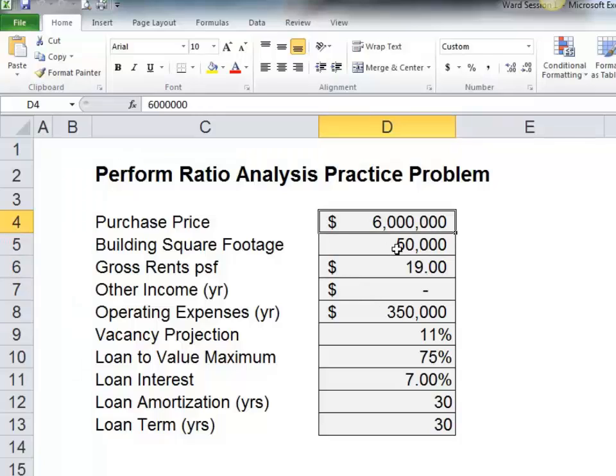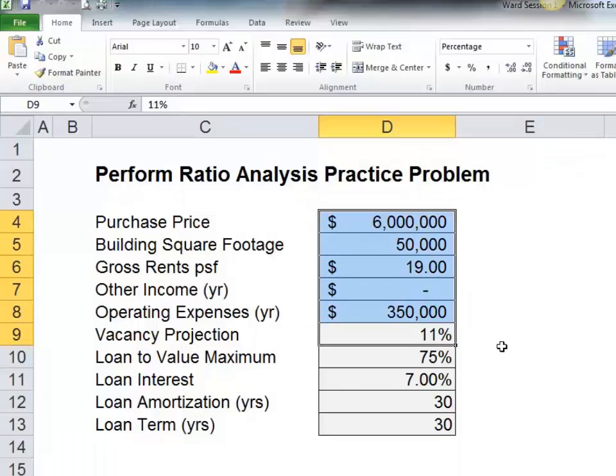And we're in the market, or we have an investor in the market for an office building, whatever this might be. And here's this thing comes in at a $6 million price. It's a 50,000 square foot building. Gross rents are about $19 a foot. It's got expenses that they have in there of $350,000. It's got an 11% vacancy rate.